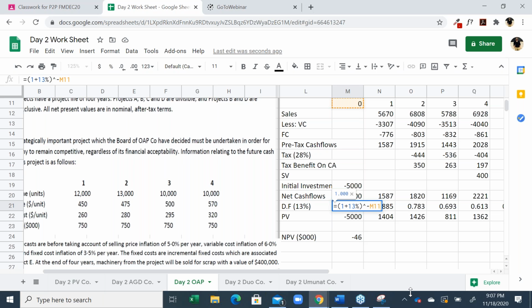Koli, since the question has clearly mentioned that the board has decided and they have a reason, and the reason was to be competitive in the market, they have to undertake this project, even if it's having a negative cash flow or a negative net present value.